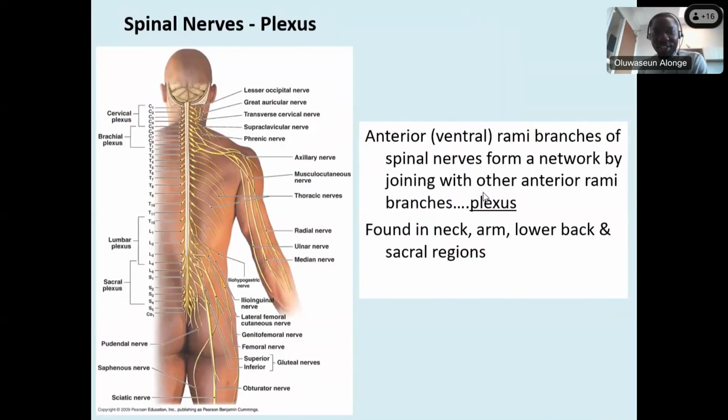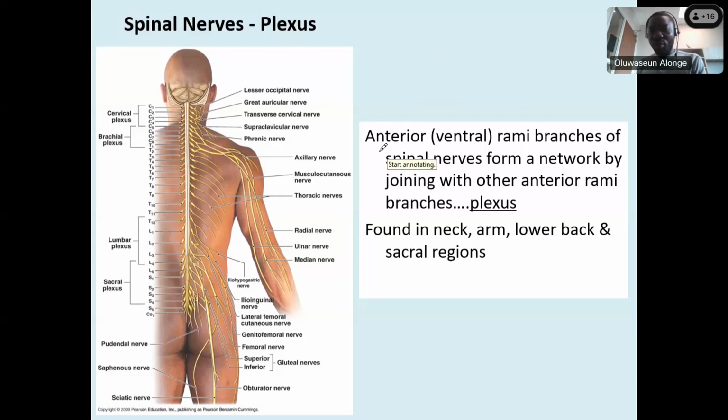All right, so now I will start to talk about plexus. And please take note of this. I told you earlier that plexus simply means aggregate of nerves that act together to perform specific functions. So plexus simply means network of nerves that work together to perform a function, right?